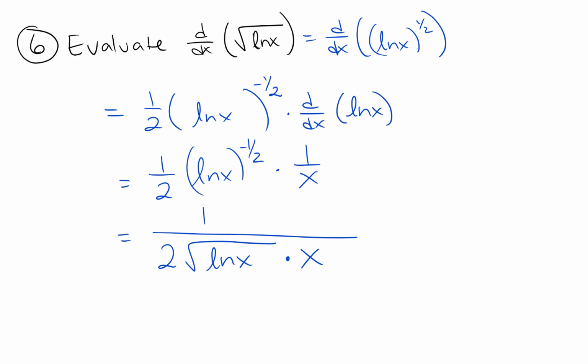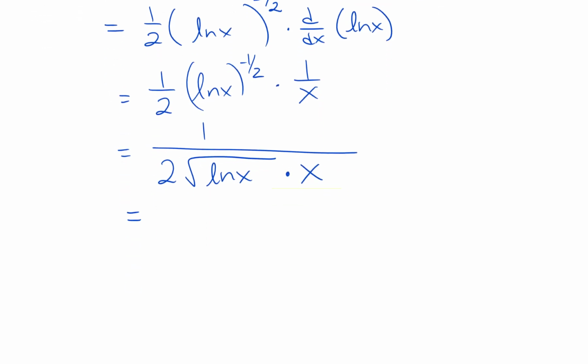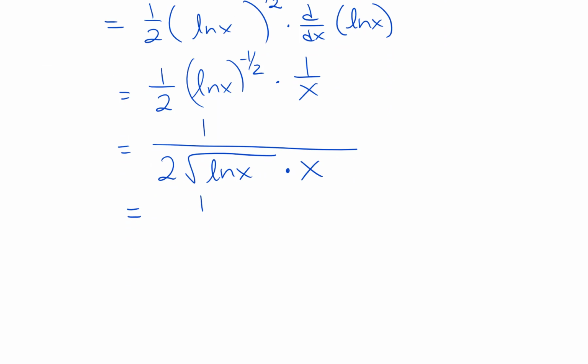And I don't like writing this x at the end because it might accidentally look like it's underneath that square root as well. So I'm just going to rewrite this one last time to make that a little bit more clear. 1 over 2x square root of the natural log of x.